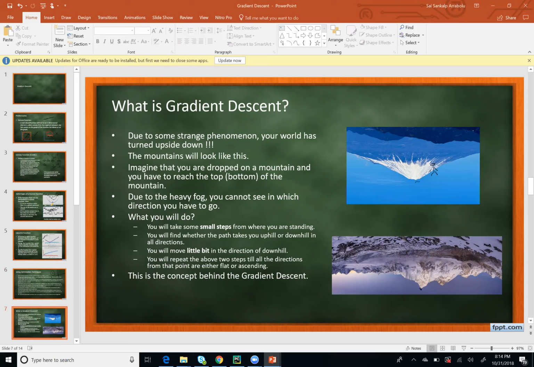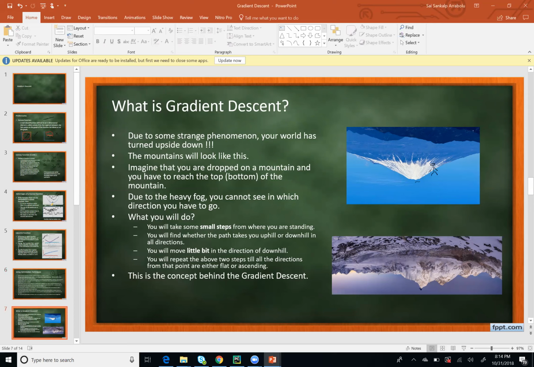So if you take this mountain as your error function, and the direction in which you take a step as one of the variables, it will try to change that variable by a small delta such that the error becomes minimum. If the error is not becoming smaller, it won't change that variable anymore.